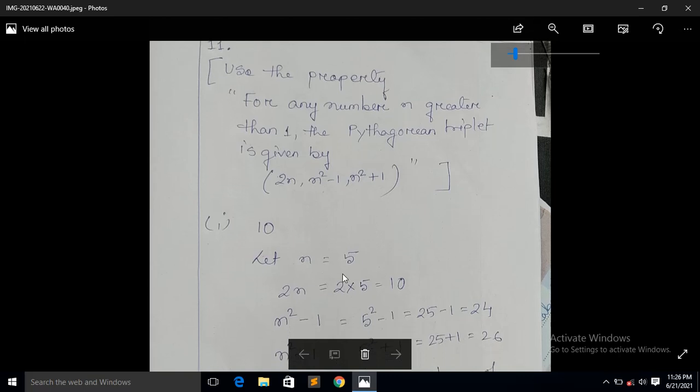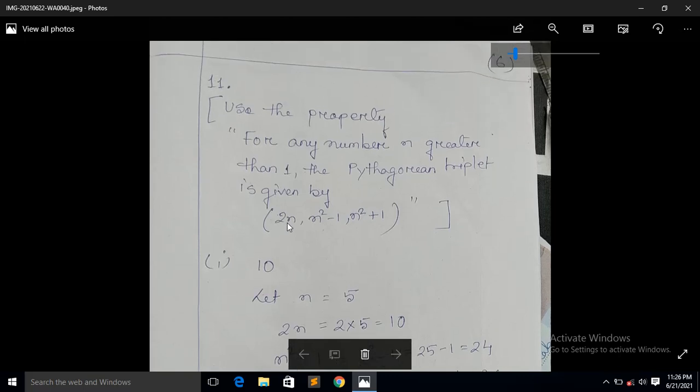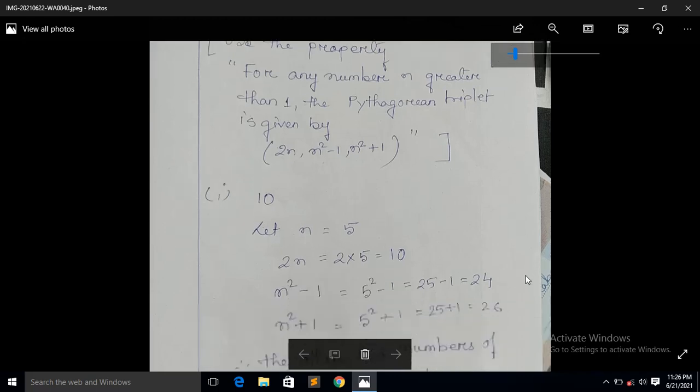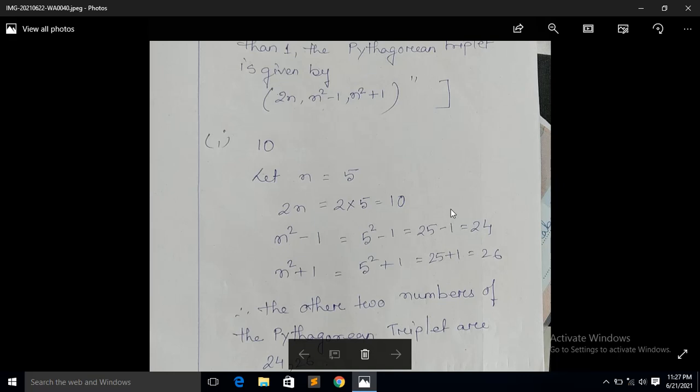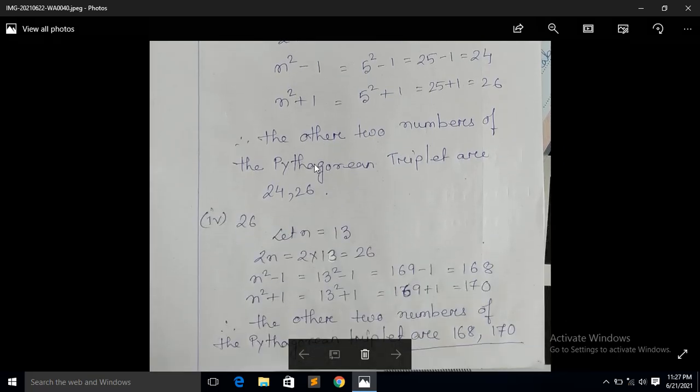Now n is equal to 5, so twice n will be 10. What will be the value of n square minus 1? It is 5 square minus 1, which is 25 minus 1, equal to 24. And n square plus 1 is 5 square plus 1, that is 25 plus 1, equal to 26. So one number is already given, 10, and the other two numbers will be 24 and 26.